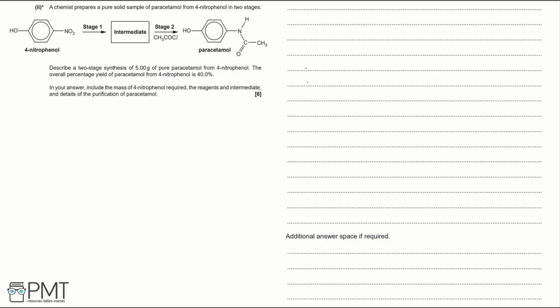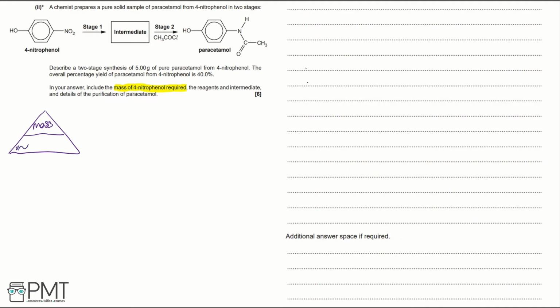To begin, we're going to work out the mass of 4-nitrophenol required. In order to do this, we need to work out the moles of paracetamol. We work out moles using an equation triangle, which I'll draw now. The equation triangle has mass at the top, and if it's at the top, it means it's going to be divided by whatever's on the bottom.